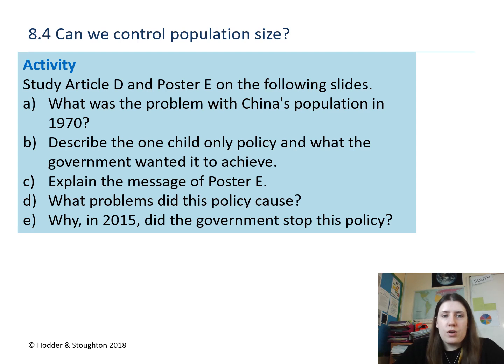Okay, in this activity, you're going to be looking at an article and a poster, which will be on the next slides, and you're going to answer the questions, and these ones are now about China and specifically about the one-child policy. China had a one-child policy, which meant that people could only have one child. They weren't allowed to have more than one, otherwise there'd be fines or other things to deter them from doing it, and this was to try and reduce population growth.